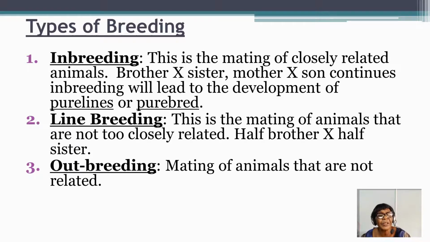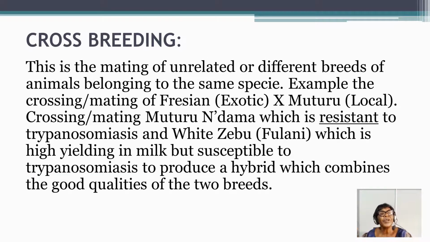Then another type of breeding, number 3, outbreeding. What do we mean by outbreeding? Mating of animals that are not related at all. There's no relationship between the two animals. That is outbreeding. We have talked about inbreeding, line breeding, and then outbreeding. These are the types of breeding we have.